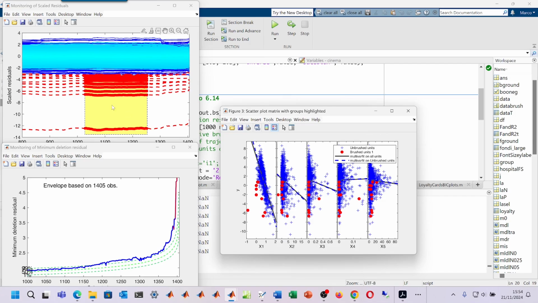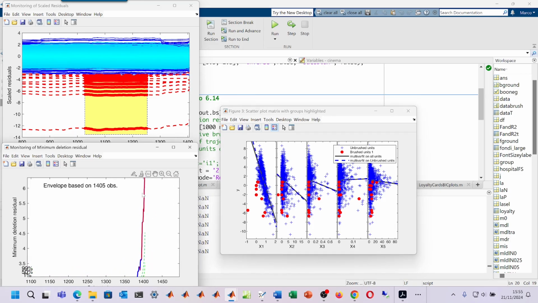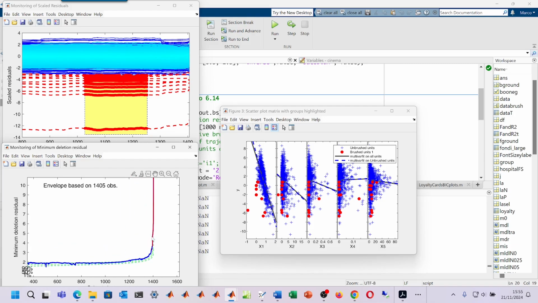Here we just brushed a certain number of observations. As you can see, the brushed observations tend to enter in the final steps of the search, and they cause a big increase in the trajectory of the minimum deletion residual. Finally, notice there are two sets of lines, that is the fit with or without the brushed units, so you can have an idea about how your regression hyperplane changes.